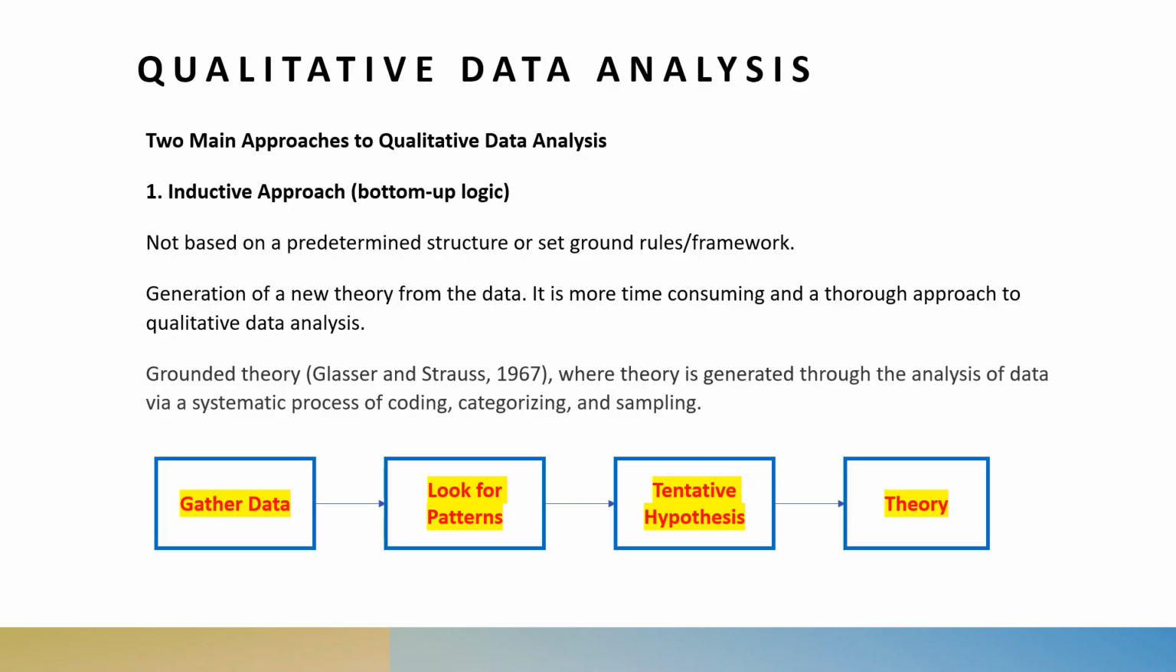There are two main approaches to qualitative data analysis: the inductive approach or the bottom-up logic. It is not based on any predetermined theory or framework and is concerned with the generation of new theory from the data. The researcher begins by collecting relevant data to his research interests and looks for patterns in the data, working to develop a theory that could explain all those patterns. One specific example of inductive approach is grounded theory, where theory is generated through the analysis of data via a systematic process of coding, categorizing, and sampling.